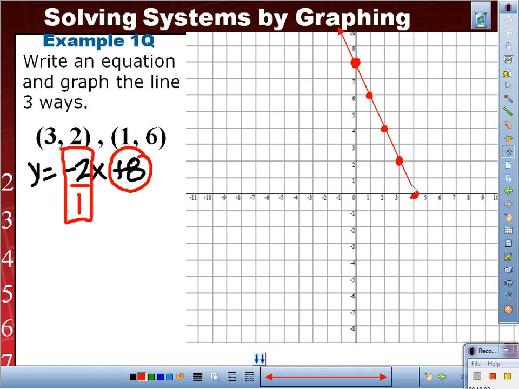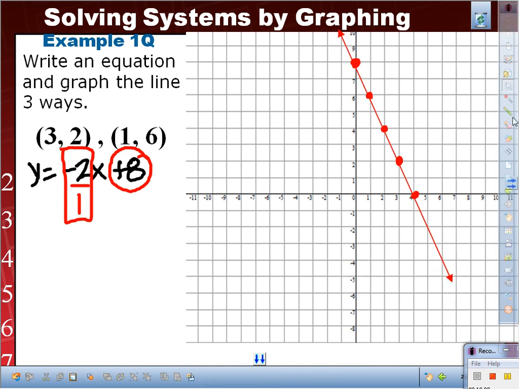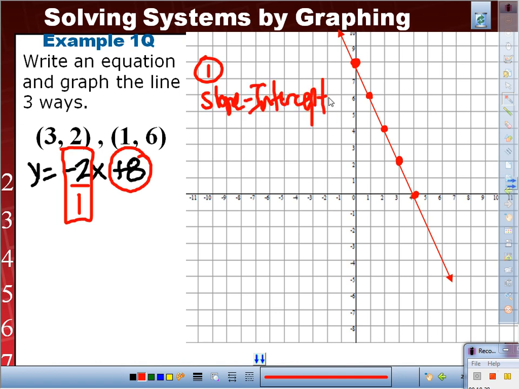And there it is. Okay? Now, so that we understand which method we used, right here inside the graph, I'm going to put first method. It's called the slope intercept form. Using the slope intercept form. That's what we just did right now.